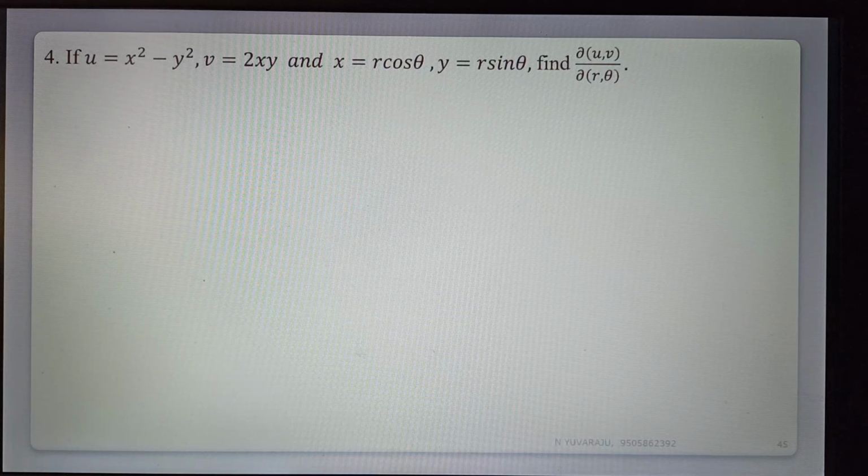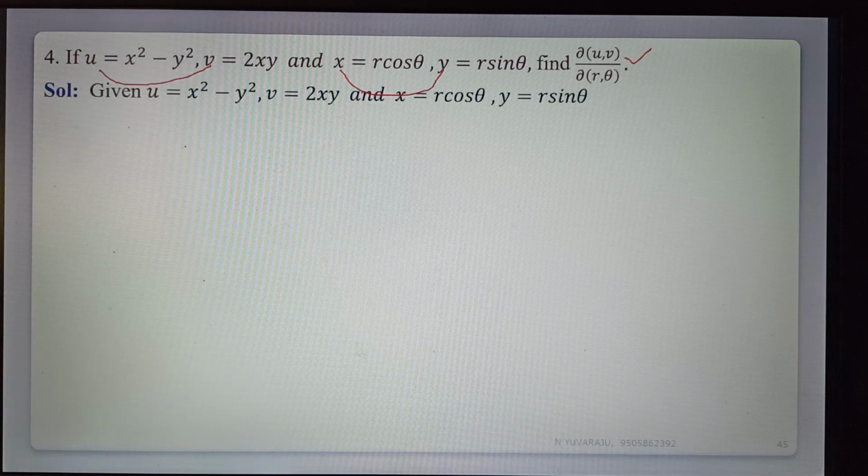Now, if u is equal to x square minus y square, v is equal to xy, and x is equal to r cos theta, y is equal to r sin theta. So this is a chain rule: u, v is a function of x, y, and x, y is a function of r and theta. Now finding the Jacobian of u and v with respect to r comma theta by using chain rule.